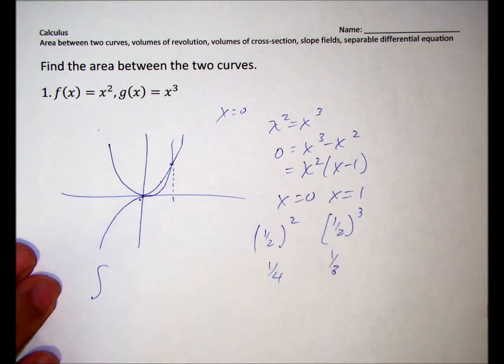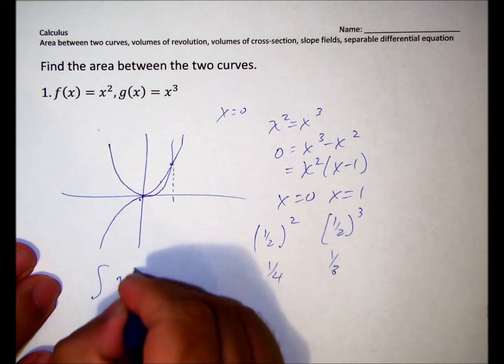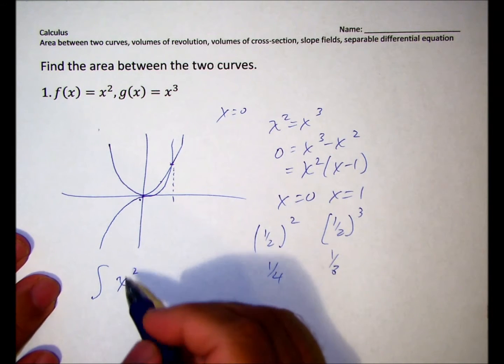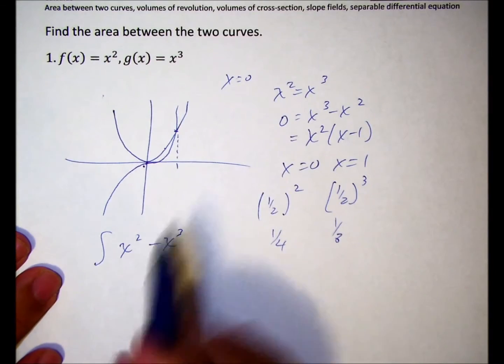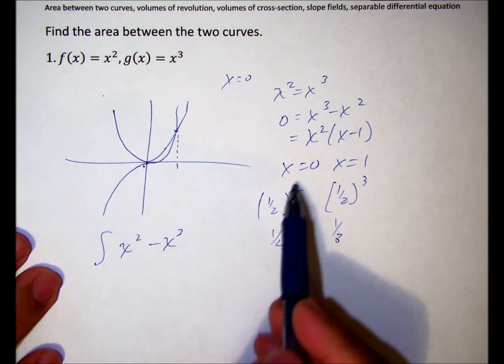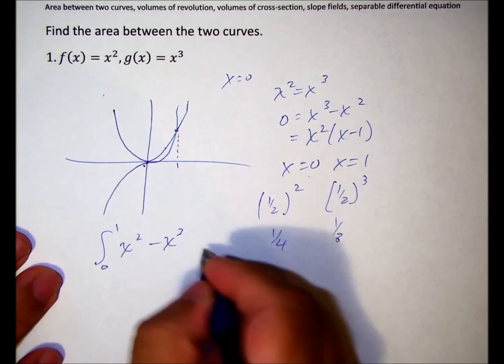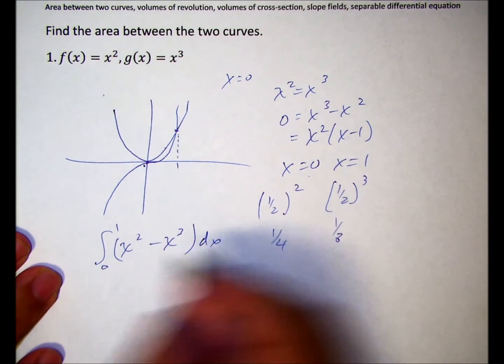Why do we need to know if it's on top or not? Well, when we find the area between two curves, we do the top curve minus the bottom curve, and that's our integral. And the limits of this integral are between 0 and 1. We integrate that.